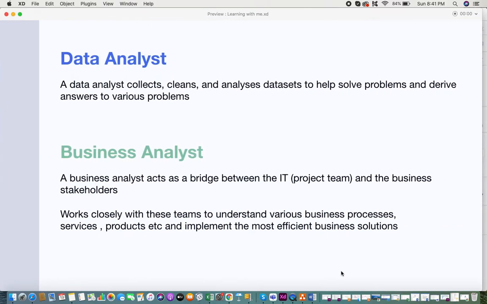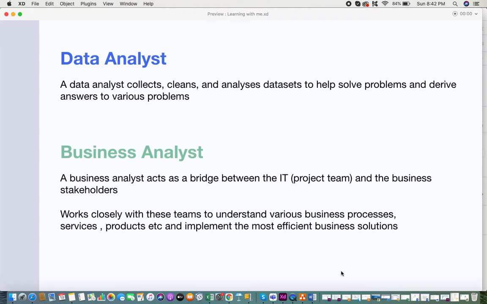So starting off, who is a data analyst? A data analyst collects, cleans and analyzes data sets to help solve problems and derive answers. Imagine the company you work in has a certain business issue, and they need to find the cause of that problem. At that time, the data analyst, using data, which can be internal, external or even open source data, processes it and brings out insights. Basically that's what analysts do. Once they have insights, they visualize them and bring them to the knowledge of the stakeholders.